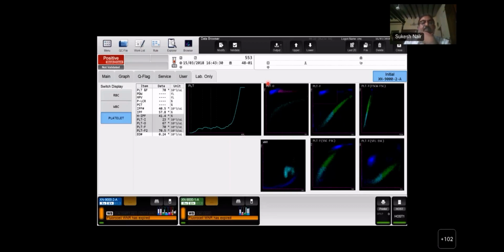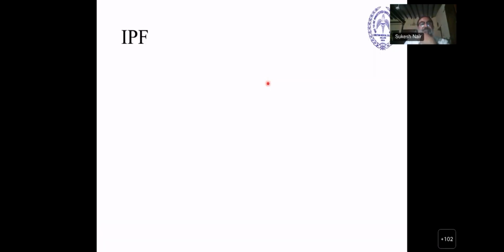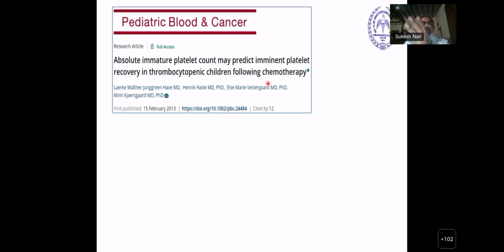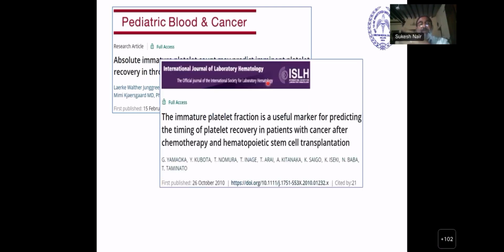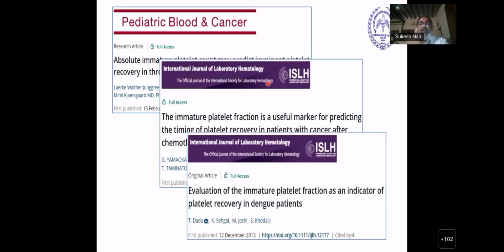Now here also it's the same phenomenon where the impedance and optical did not agree. But one thing that I noticed in this particular case is that I've got a parameter called IPF. IPF is a parameter which has been identified as probably predicting recovery of platelets, especially in peripheral platelet destruction. Though they are also looking at chemotherapy and bone marrow transplant patients, it is predominantly for dengue patients.